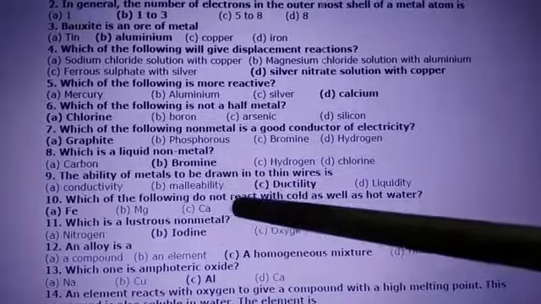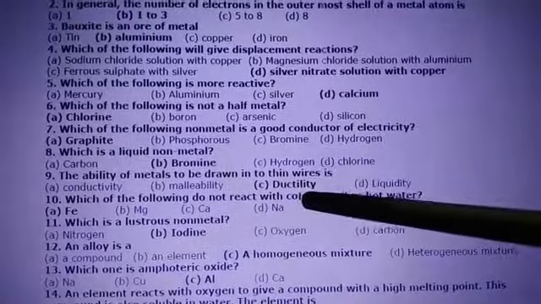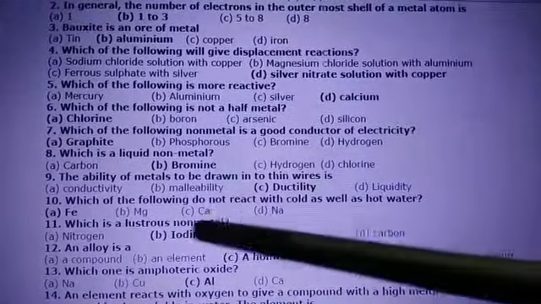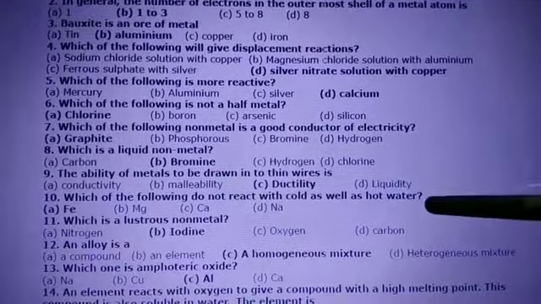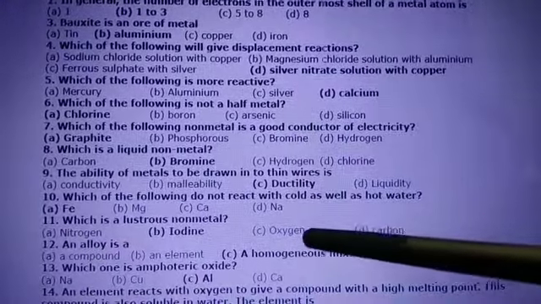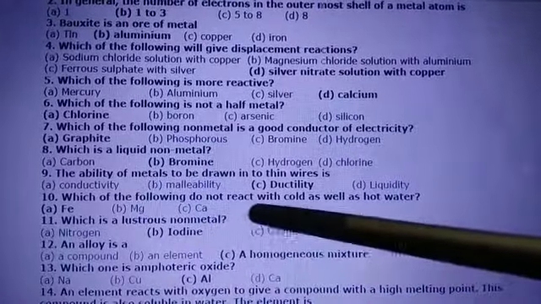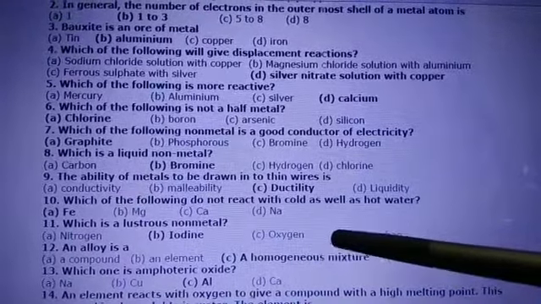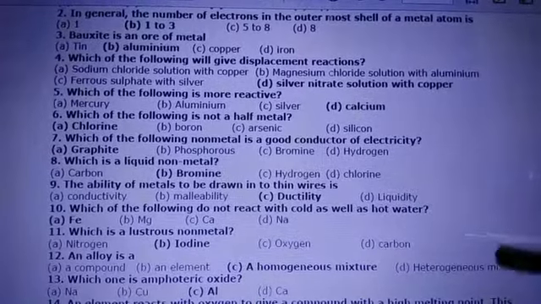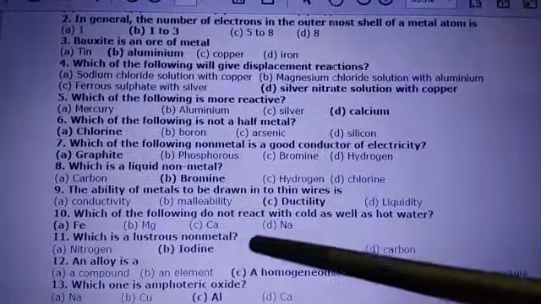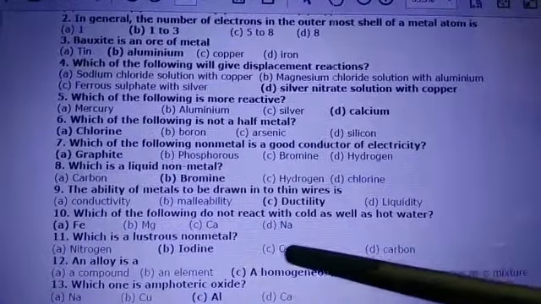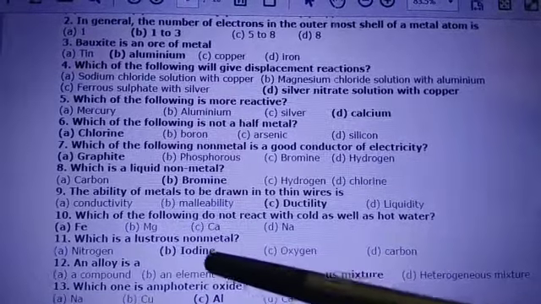Bromine. 9th. The ability of metals to be drawn into thin wires is A. Conductivity. B. Malleability. C. Ductility. D. Liquidity. The answer is C. Ductility. Tenth. Which of the following do not react with cold as well as hot water? Options are A. Fe, B. Mg, C. Ca, D. Na. The answer is A, Fe, ferrum.